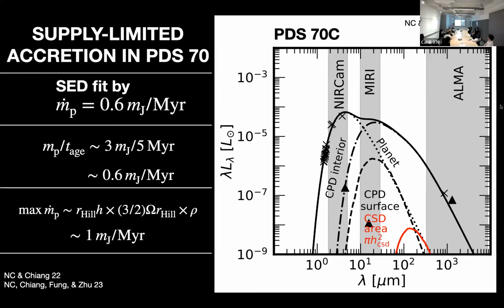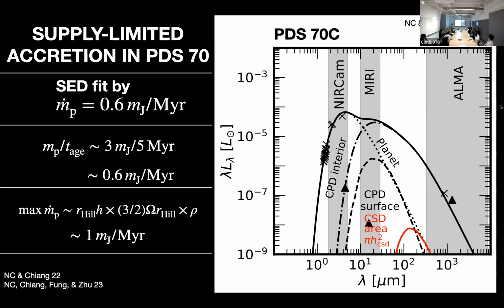So here it is. These are SEDs, lambda L lambda. And just to orient you, I've shaded the NIRCam, MIRI, ALMA pass bands. The crosses are the data. So here's the near-infrared fluxes. There's the millimeter flux. And then overplotted on here, the solid curve, that's a model that we've calculated of an SED of a planet which is accreting from a circumplanetary disk. I'll give you more details on what's going into the models in a few slides.